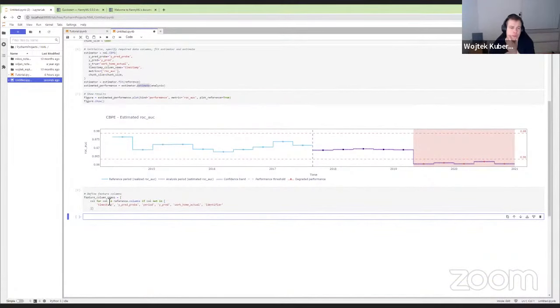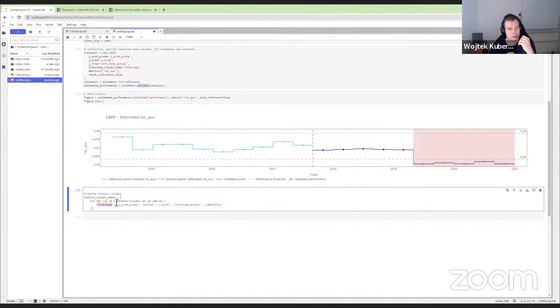If you want to do it for everything, you could just take all. Here we're going to exclude the timestamp. So we're going to do reference.columns. We take all the columns and we're going to exclude the timestamp. We're going to exclude the predicted probabilities. We're going to exclude period because of course it's something that's not related to the model. It's just some kind of metadata. We're going to exclude the model predictions, the target, and the ID because ID is not a feature.